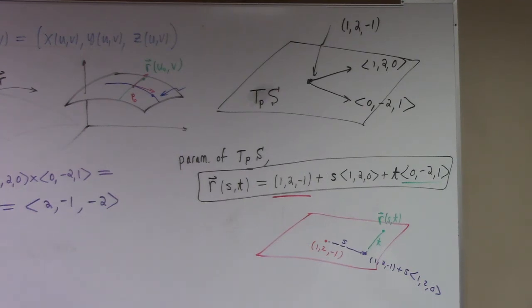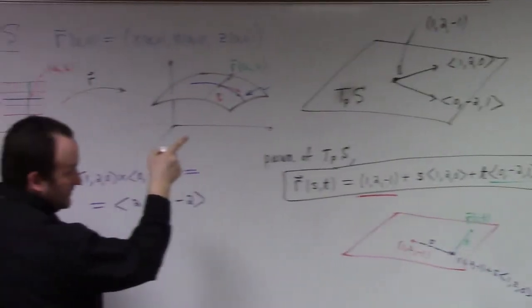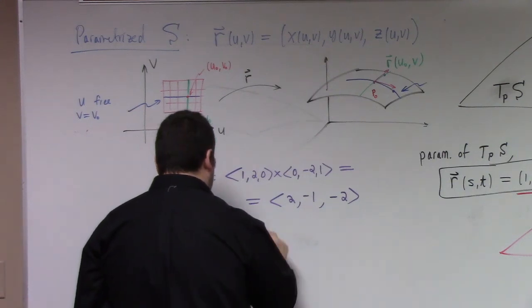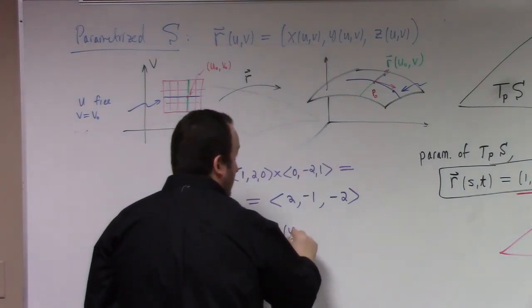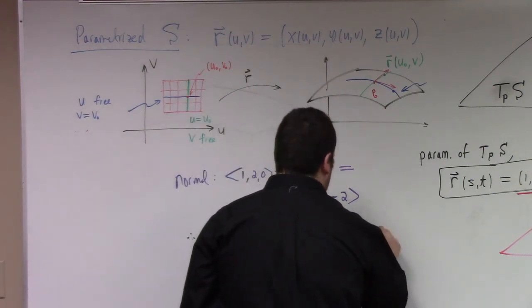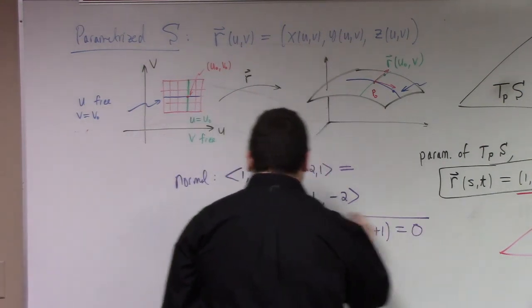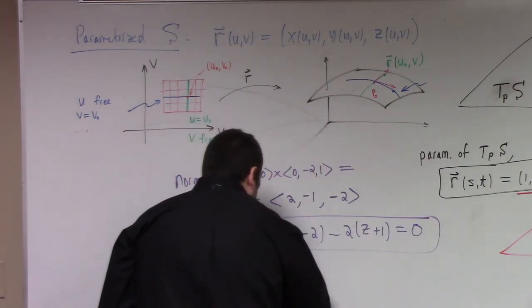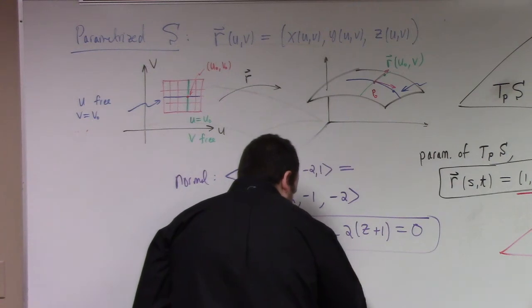Therefore, 2 times x minus, what's my base point? (1, 2, -1). So x minus 1, minus 1 times y minus 2, minus 2 times z plus 1 equals 0. There you go. This is the equation of the tangent plane at P.